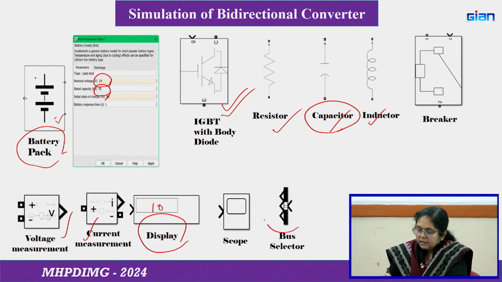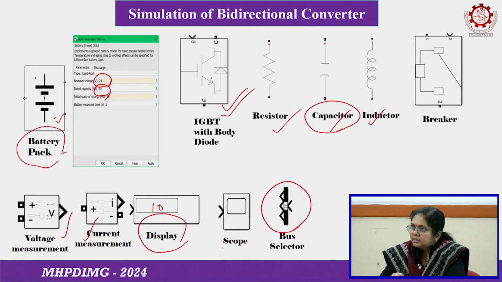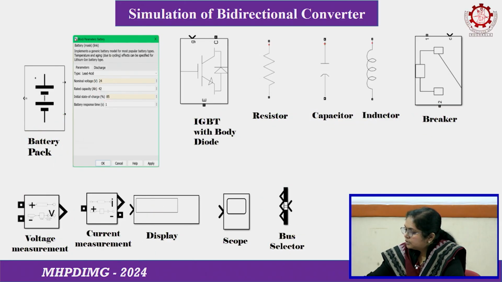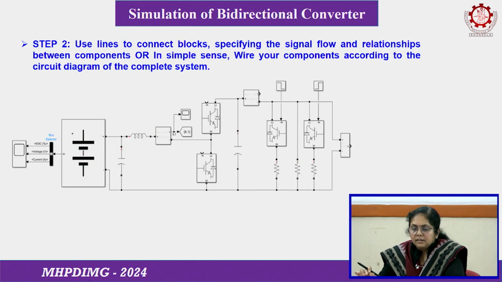And if you want to merge the signals you want to see, you can use the bus selector to see it. And this is the breaker, in this model we are using it to switch on and switch off to change the loads. So, after following those steps you can make your model which looks like this.